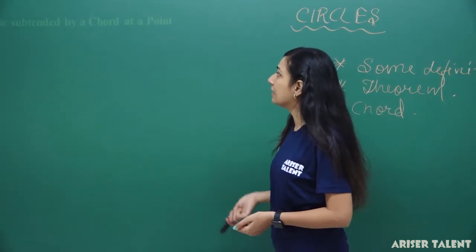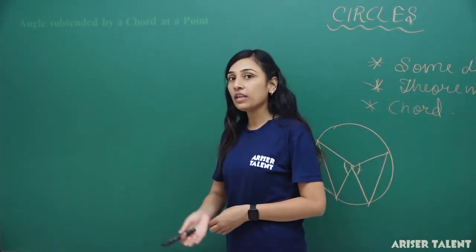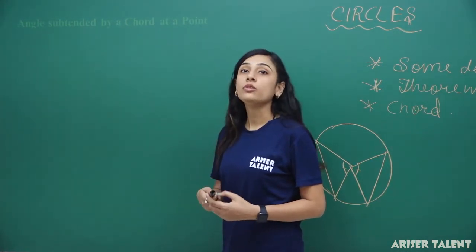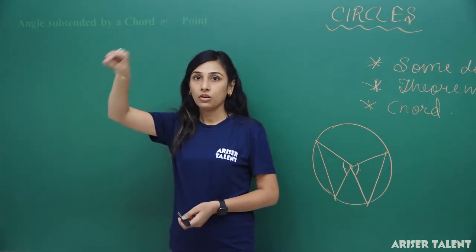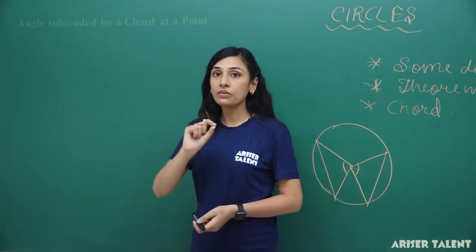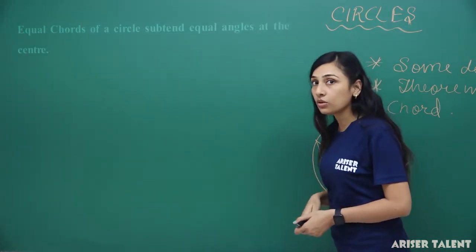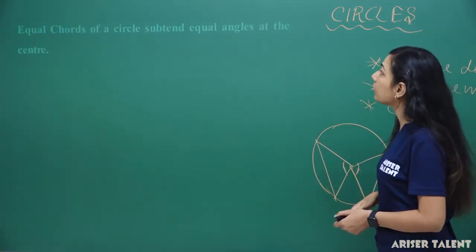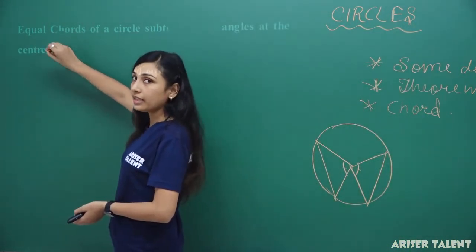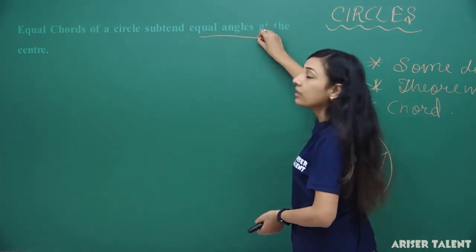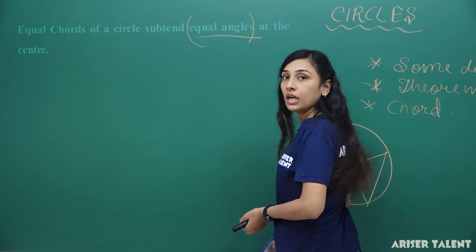So this was what we were studying. Our topic was angles subtended by a chord at a point. We discovered many of the angles that are made by the two chords and the center and a point somewhere on the circumference of the circle. Now we have proved this theorem: equal chords of a circle subtend equal angles at the center. This one we have proved, about the equal angles. Now, equal angles are given. The converse of it.